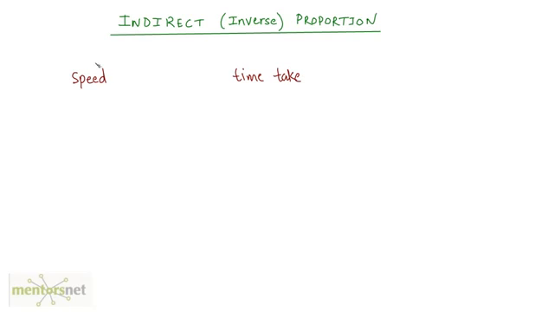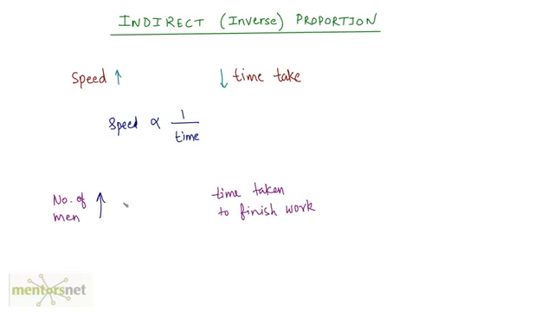So when you increase the speed of your car, the time taken to complete the journey decreases, right? More the speed, the less time it will take to reach your destination. So hence I can say that speed is inversely proportional to time. What could be another example of inverse proportion? Well, if you have number of men and if you have another quantity as the time taken to finish work. So the more the number of men, the less time it will take to finish the work, right? More men will do more work and hence we will finish the work faster.